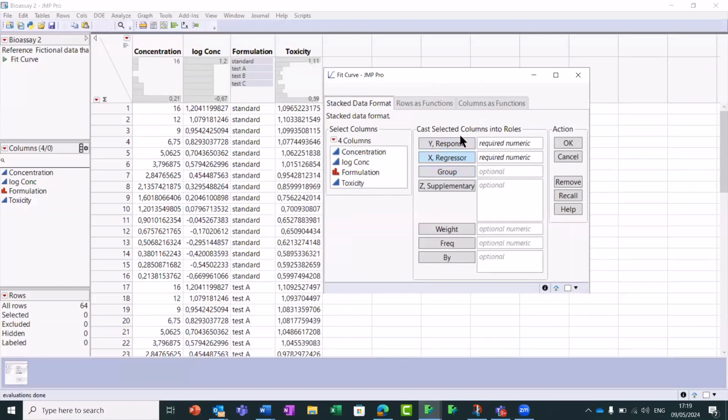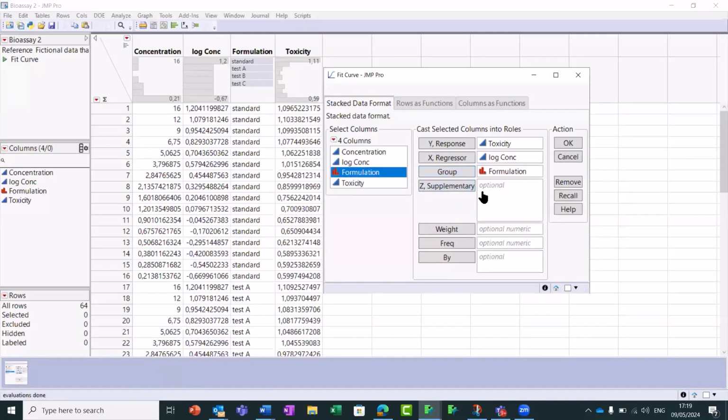So now I have to populate my different fields. The toxicity will be the response, my Y. The log concentration will be my X-axis, the regressor. And my formulation will be the group variable.